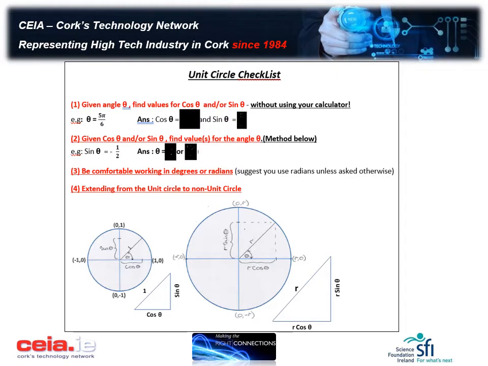So this is a checklist I prepared for the unit circle, and I just have 4 topics on it. You can see that some of them are quite simple. Be comfortable working in degrees and radians. I suggest you use radians unless asked otherwise. And extending the unit circle to a non-unit circle, just bringing this to mind again very briefly. But 1 and 2 are actually exercises that you need to do yourself, and the checklist should include the question and the answer.